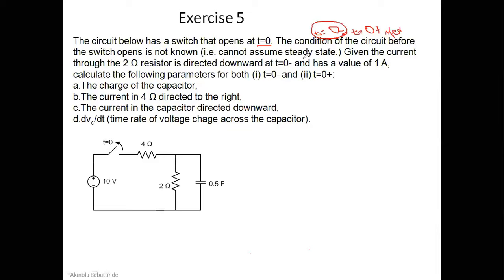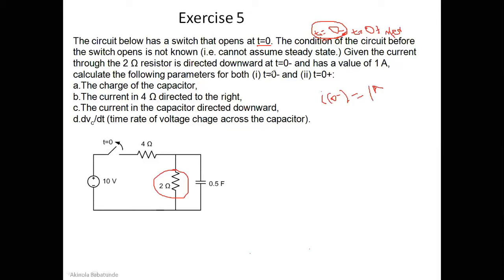Given the current through the 2 ohms resistor, where's the 2 ohms? This is the 2 ohms resistor. So given the current through this 2 ohms resistor is directed downward at t equal to 0 minus, just before, and has a value of 1 ampere. Okay, so that means our I of 0 minus has been set to be equal to 1 ampere. That's I of 0 minus.